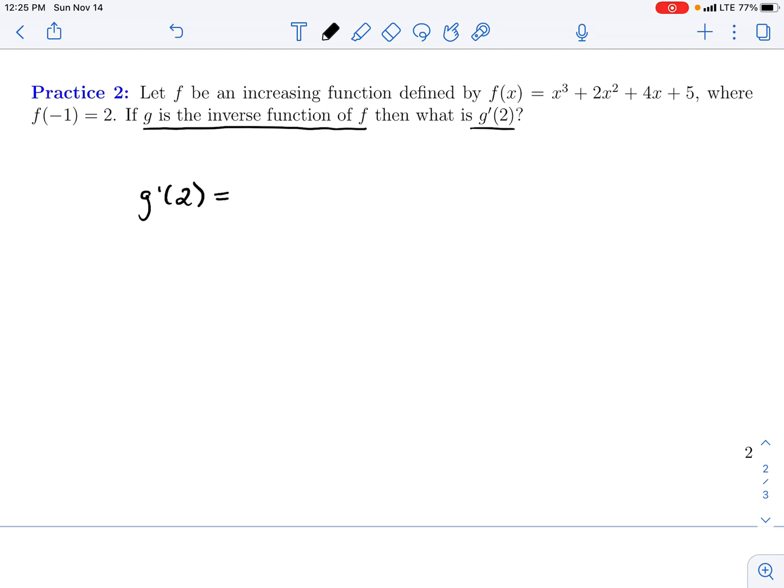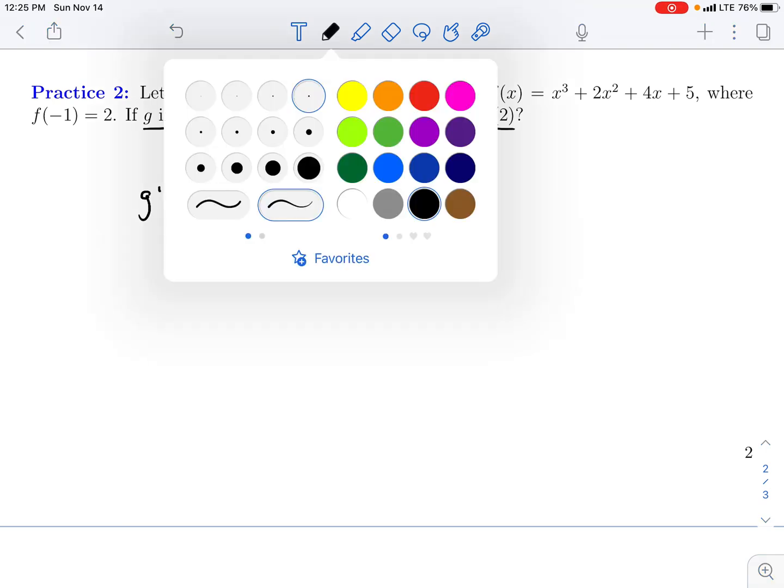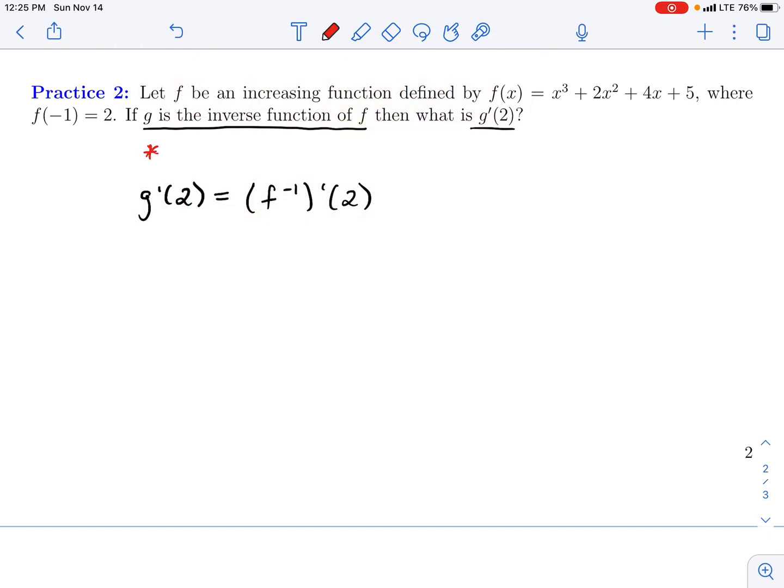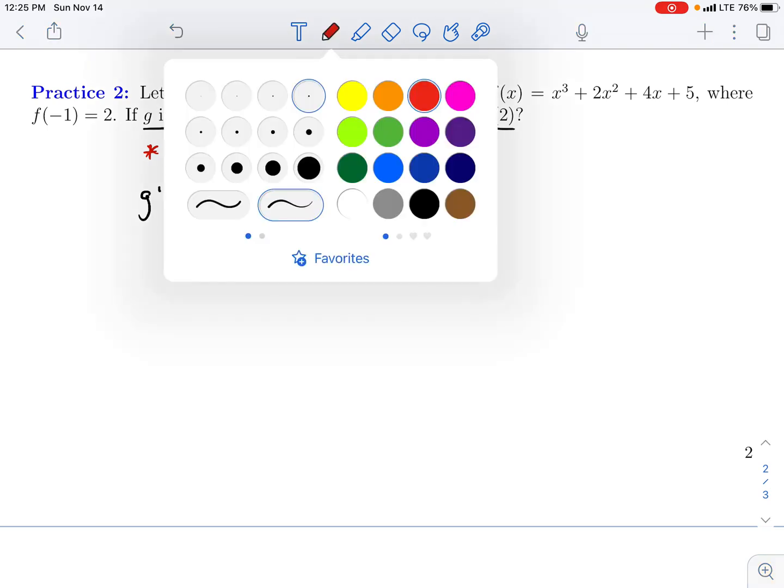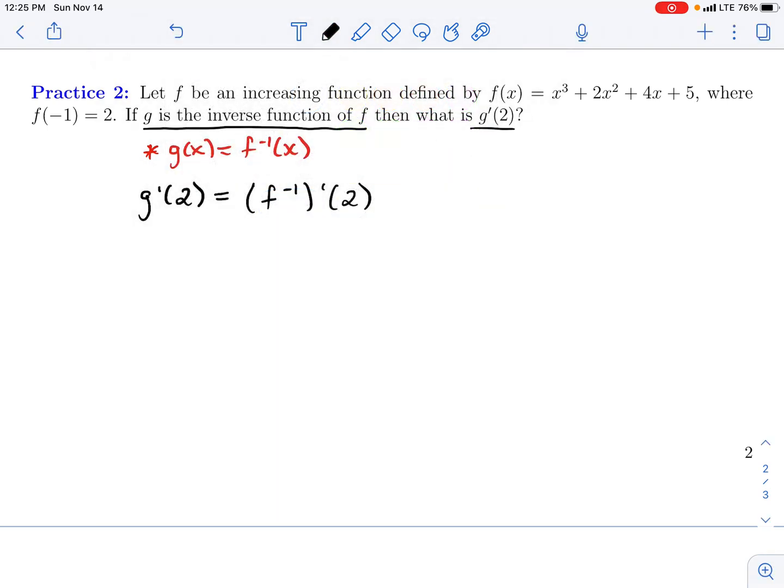And so I'm going to change this as f inverse prime of 2, okay, because hopefully you just agree with me that g of x is equal to f inverse of x, right, because they're inverses. Okay, so this is just a slight change of notation. And so now this is going to be 1 over f prime of f inverse of 2.